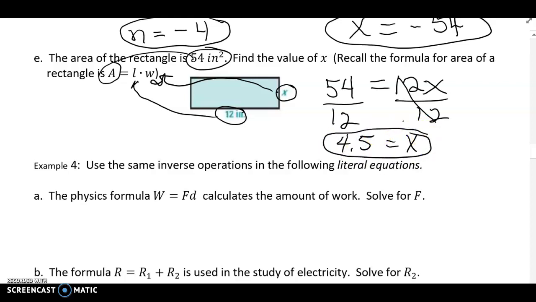Now, I did say the other day in terms of what form your answer should be in. Again, since 12 doesn't go into 54 evenly, for this one we are allowed to use a decimal as our answer. It's because it is associated with a word problem. So in situations where we are solving an equation associated with a word problem like this one, area of a rectangle, it is okay to give me decimal answers when you solve your equation.